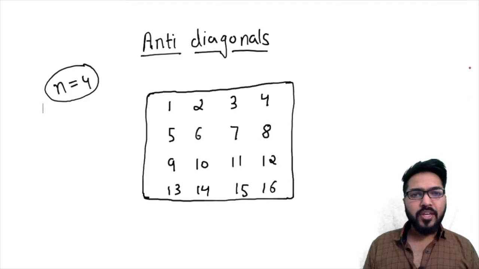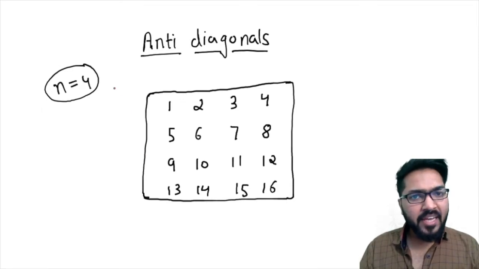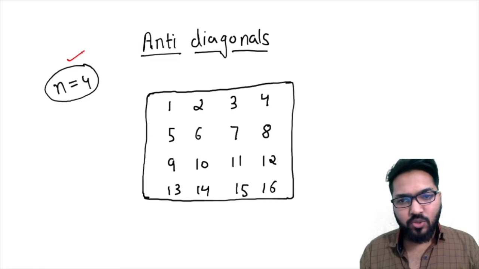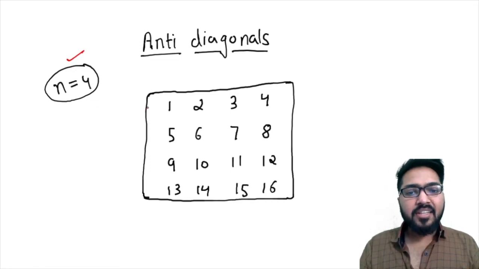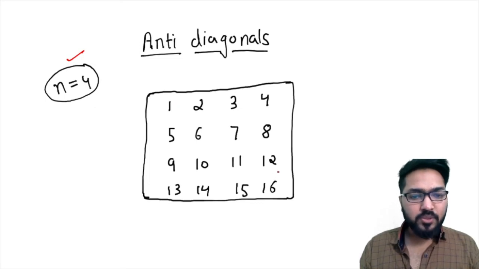Okay, so the next problem that I'm going to discuss has been asked in Microsoft as well as in Adobe. Basically, हमको n की वैल्यू गिवन होगी. Let's say n is equal to 4. तो हमको एक n by n का एक मैट्रिक्स क्रिएट करना है and that matrix should have values from 1 to n square. ठीक है, so 1 2 3 4 and so on till 16.